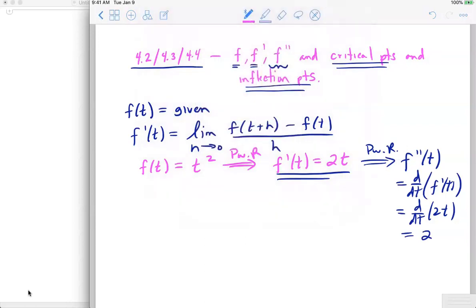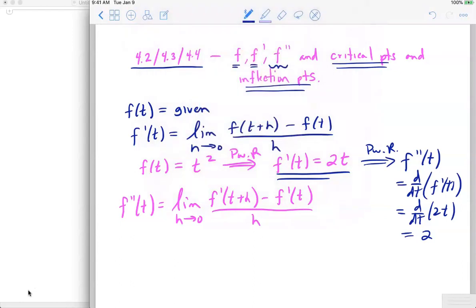So one of the ideas here is that if you want to look at f double prime at t, we could do a limit as h goes to 0, but it would be the derivative evaluated at t plus h minus the derivative evaluated at t divided by h. So if you knew that f prime at t was equal to 2t, then you could do 2 times t plus h, just using the new function, using the derivative, minus f prime at t, which would be 2t, divided by h. And then we could try to compute this limit.